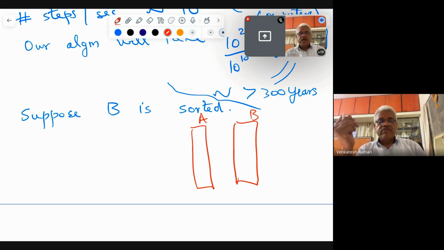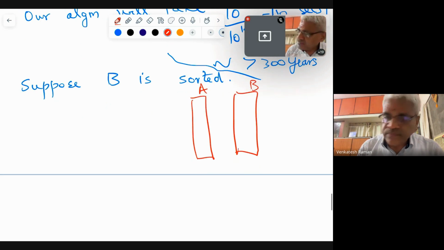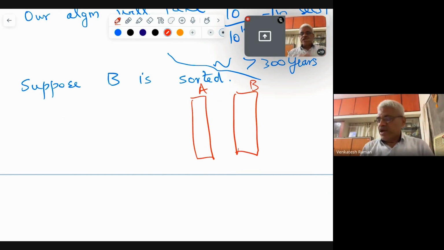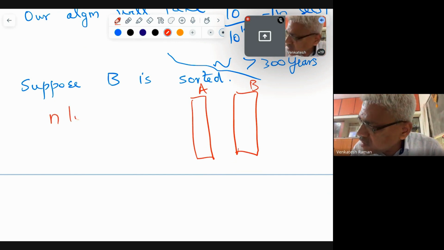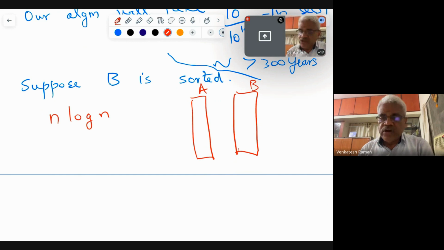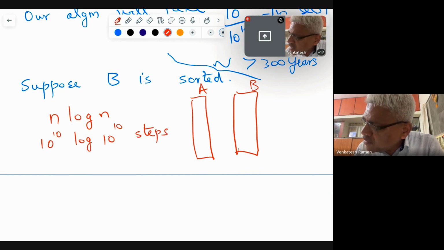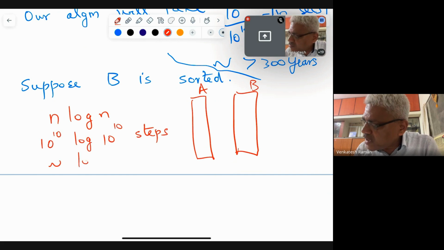So now how much time will this algorithm take? For every entry in A, look for it: n log n. So now it's n log n, with B sorted. Now let's do the same calculations we did. Remember, n is 10 power 10, so 10 power 10 times log 10 power 10. This is the number of steps. But if I want to convert it into number of seconds, I have to divide by 10 power 10. So this is log 10 power 10 seconds.